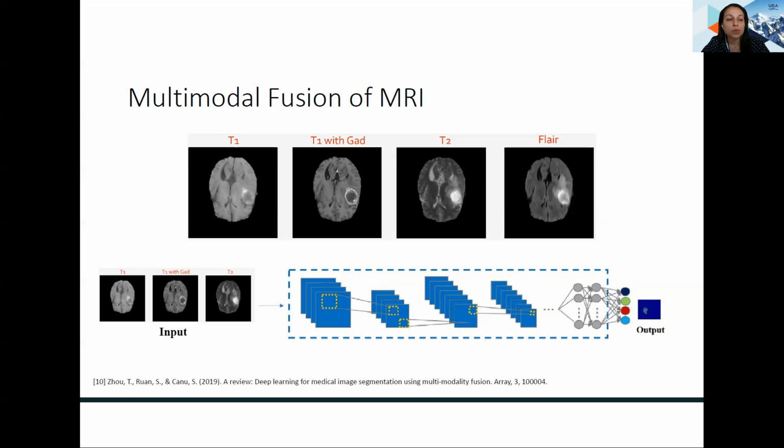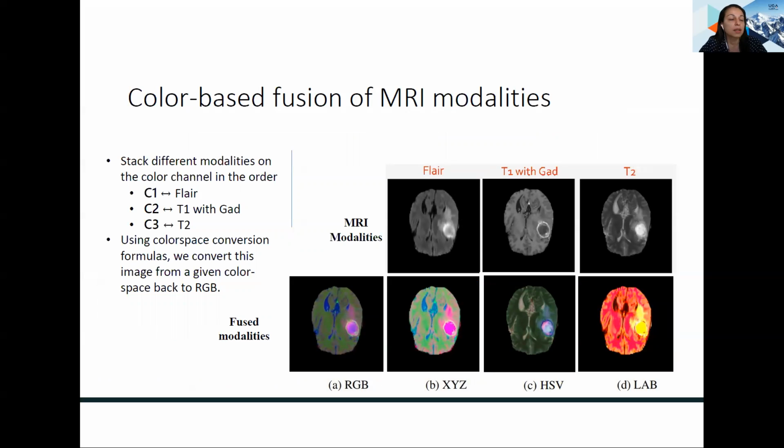Works that studied the fusion of medical imagery modalities either fuse the modalities at the input level, or inside the network at the layer level, or at the end in the decision phase. To exploit the information that exists in different MRI modalities, we study the fusion of these modalities at the input level by stacking different modalities on the color channels. Then we convert the stacked images from a specific color space to RGB using color space conversion formulas.